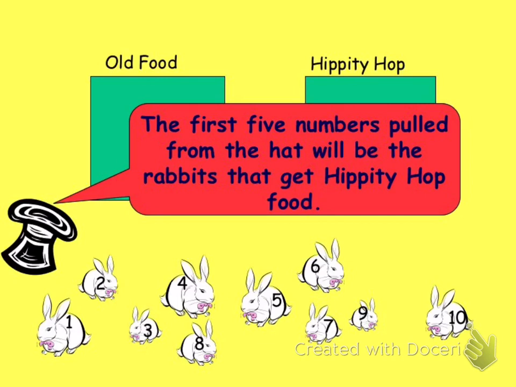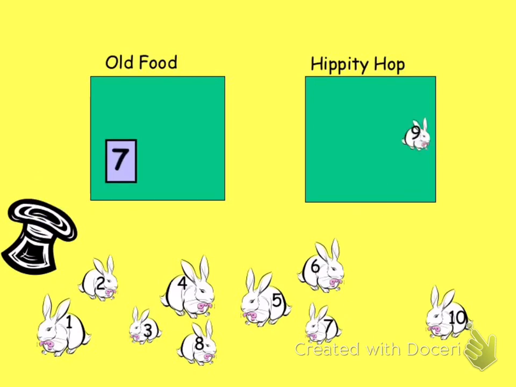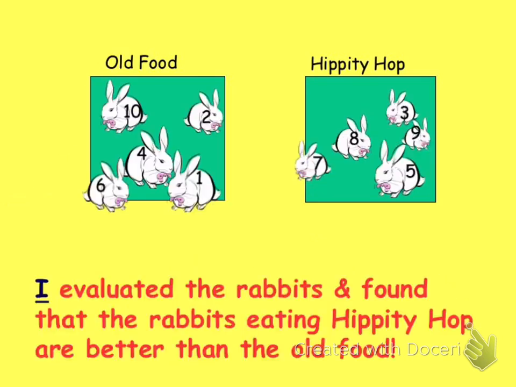So the first 5 numbers pulled from the hat will be the rabbits that go to Hippity Hop. Or are they going to pull the rabbits out of the hat? No, the rabbits don't go in the hat. Just made that joke, Jeremy. The remaining rabbits go to the old food. Now we've got a little mixture of both.